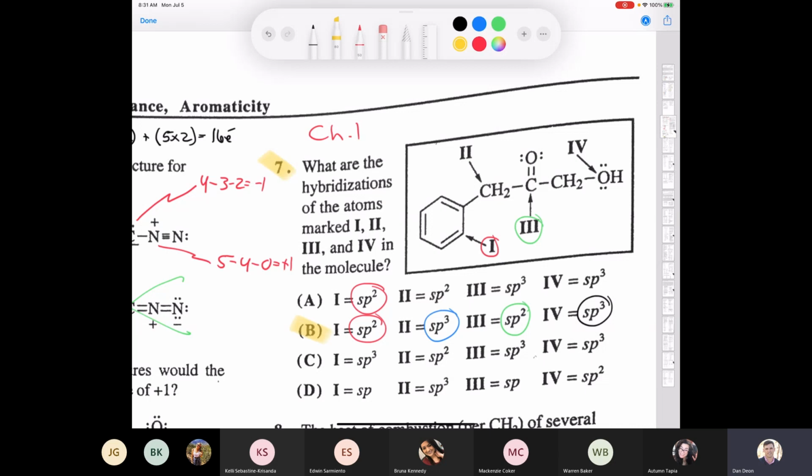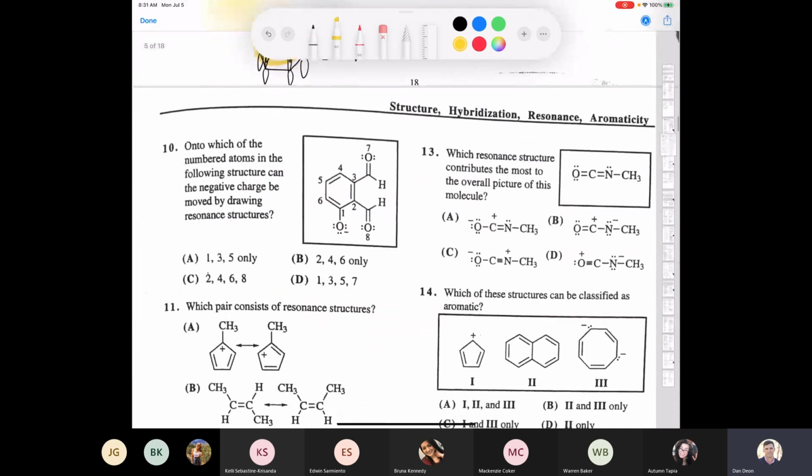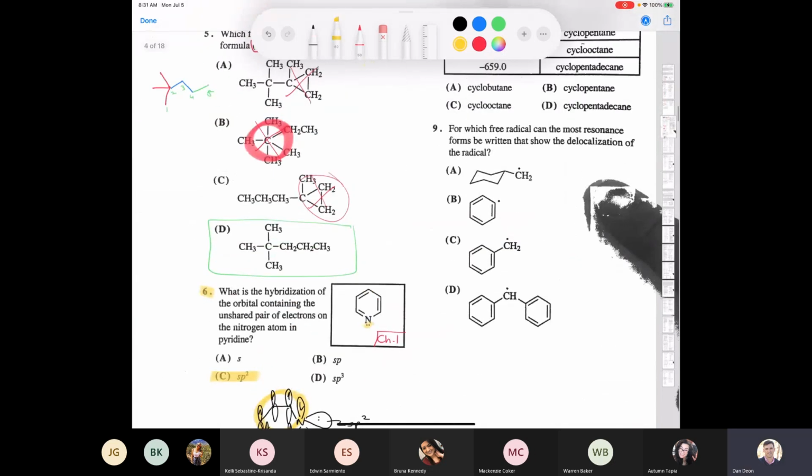So make sure you review hybridization and you're able to evaluate the hybridization of atoms. If you're like, you know what, I have to go back and review chapter 1, that's no problem at all. Let's take a look at a question that deals with chapter 10.